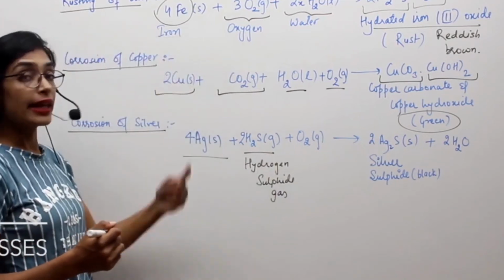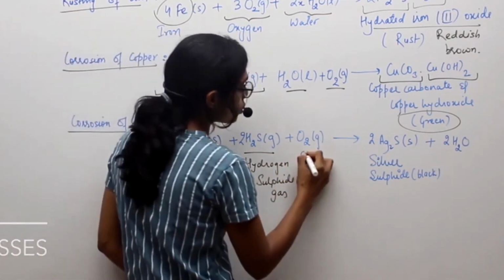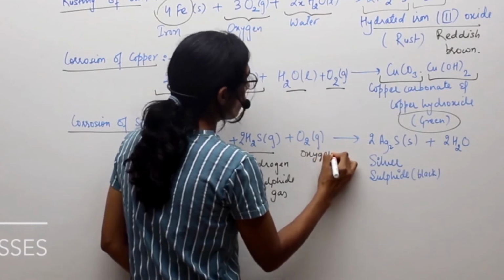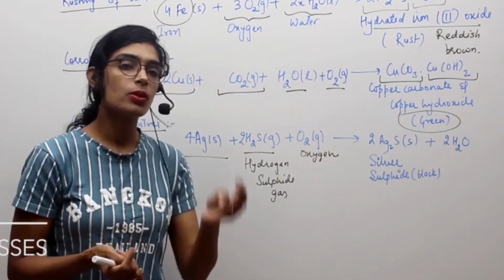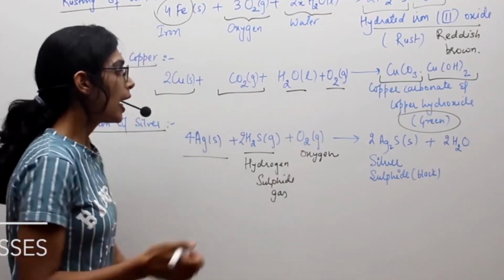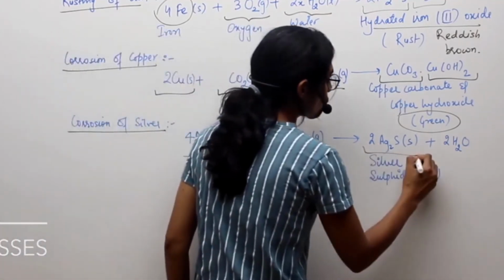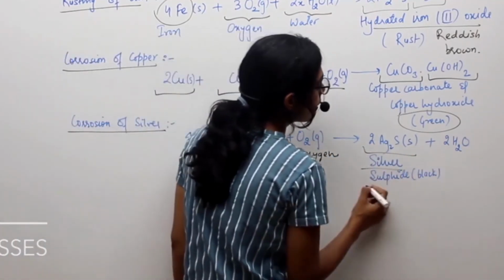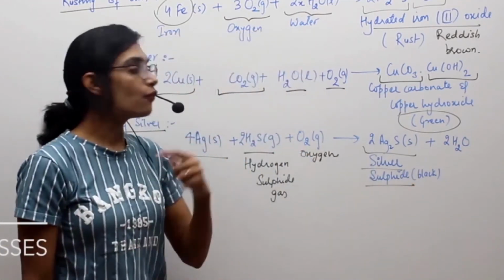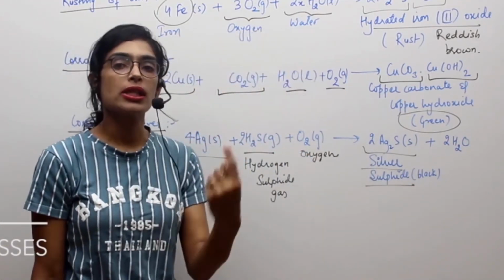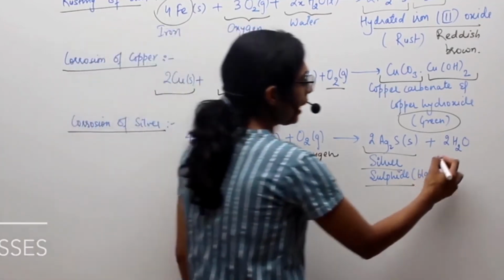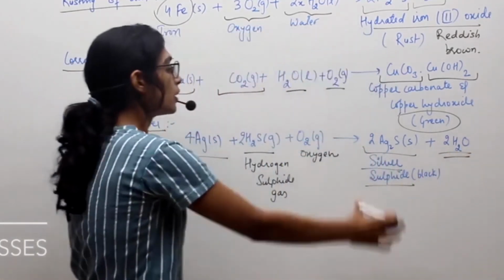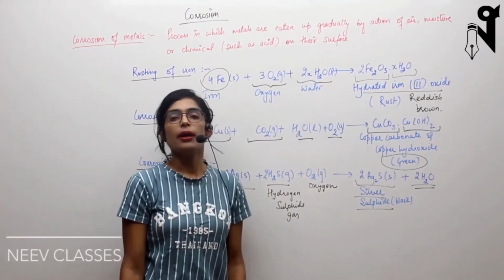The hydrogen sulfide gas and oxygen present in the atmosphere both start attacking the silver. Silver is a very less reactive metal, so it takes its own sweet time to react, and then eventually it forms Ag2S, which is nothing else but silver sulfide. The formation of this Ag2S causes a black layer on the silver ornament, and water particles get released. So this is your black coating.